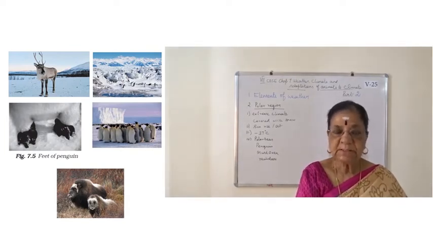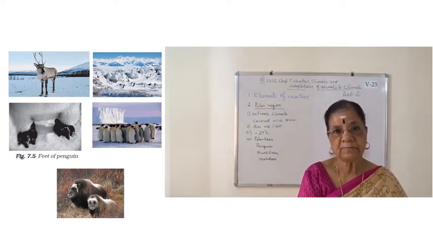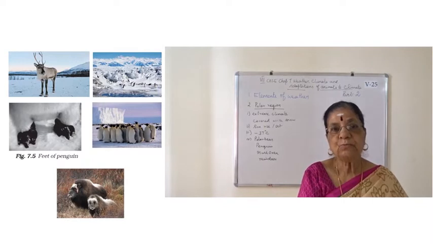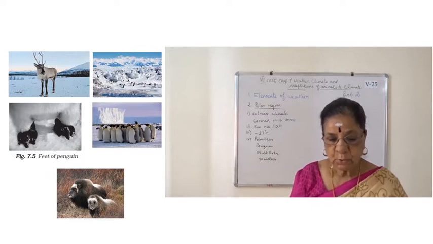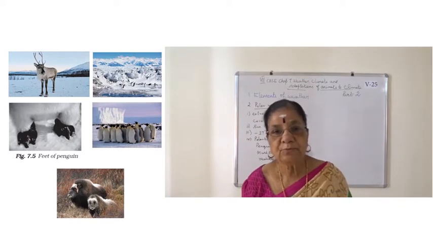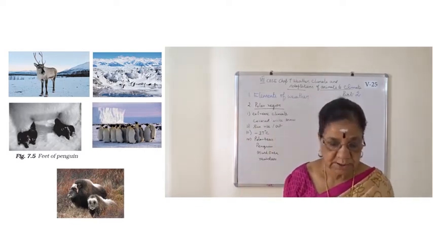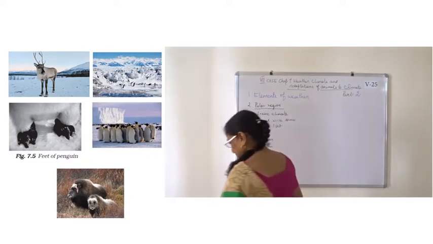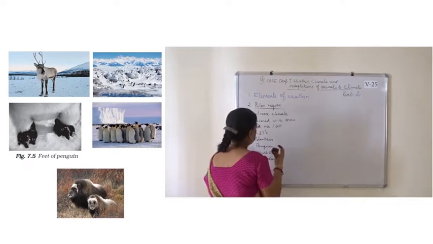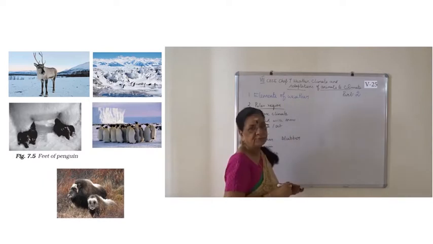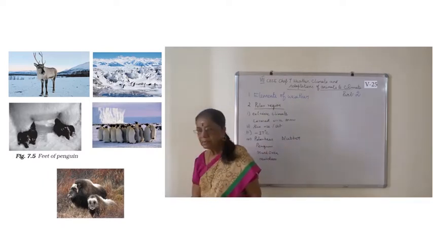And then below the white fur, it has a layer of fatty substance on the skin. It is called blubber, B-L-U-B-B-E-R. The fatty skin is called blubber.